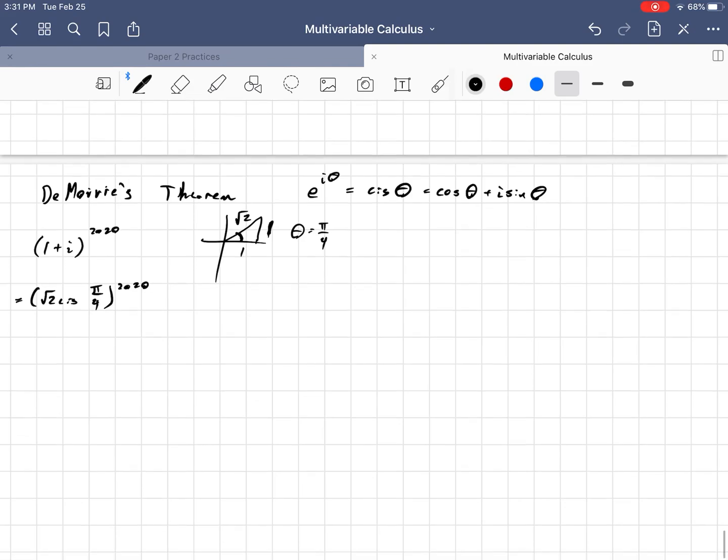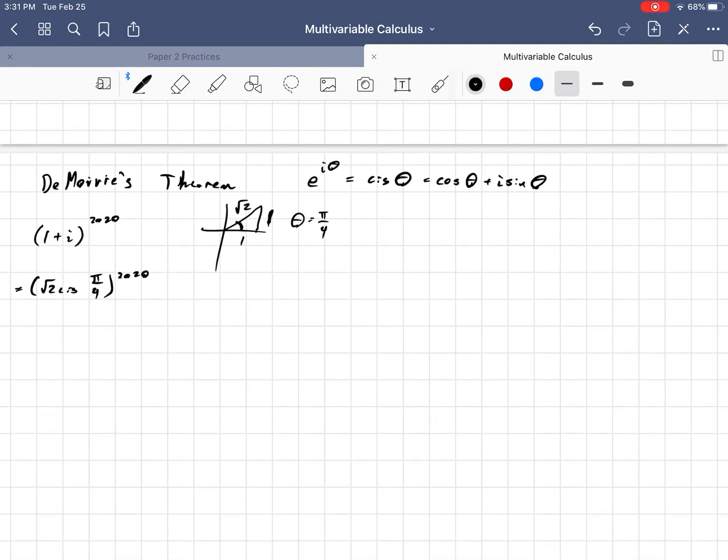And so what DeMoivre's theorem says is that if I have cis theta to the n, that is the same thing, and remember cis theta is cosine theta plus i sine theta. That's the same thing as cis n theta. Why is that? It's because of the fact that that is equivalent to e to the i theta. Because e to the i theta, it's just a property of exponents.